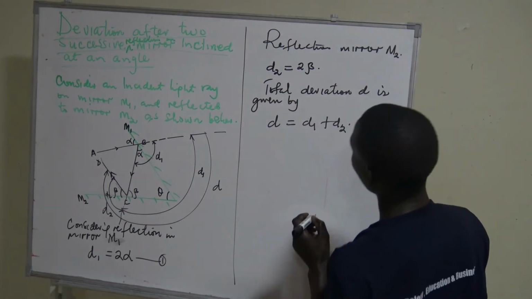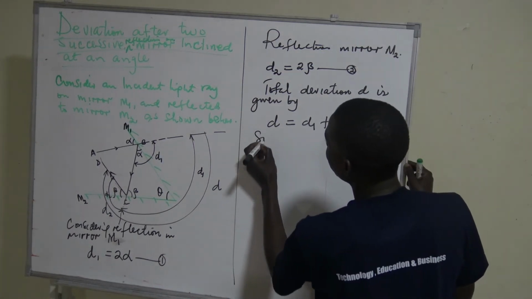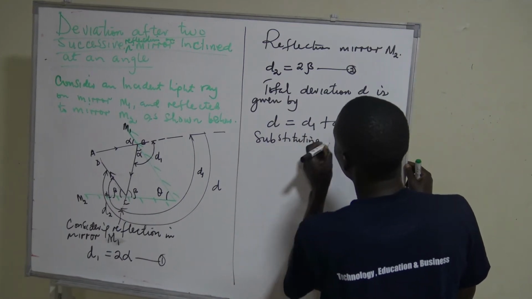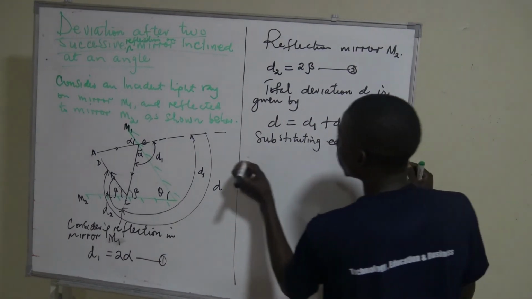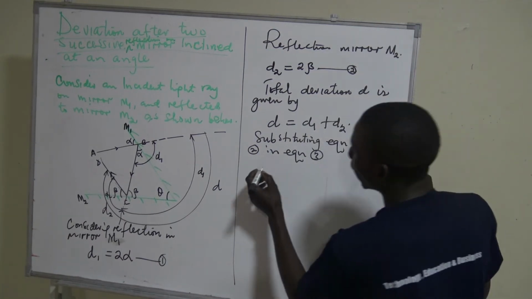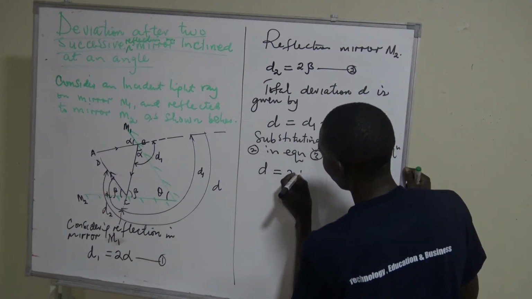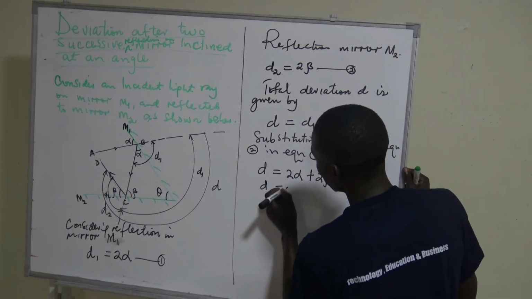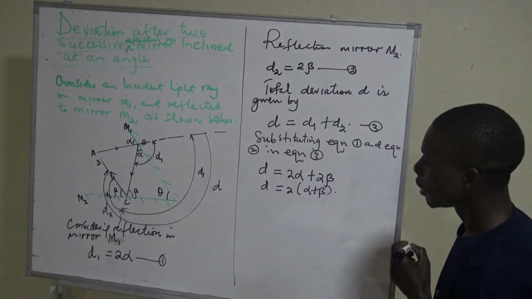So if I call this equation 2, and this one equation 3, substituting equation 1 and equation 2 in equation 3, I get the total deviation as twice alpha plus twice beta. Then I can say the deviation is twice into alpha plus beta.